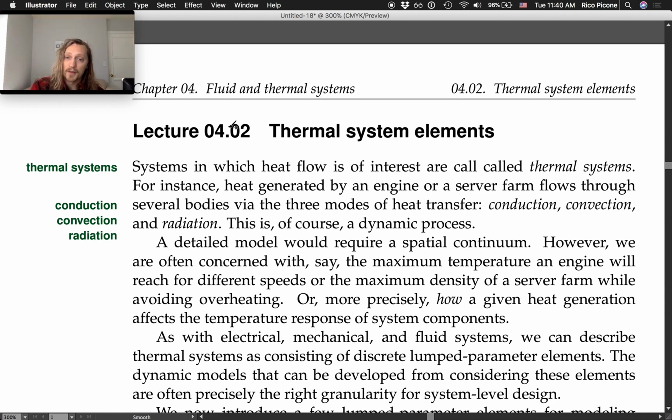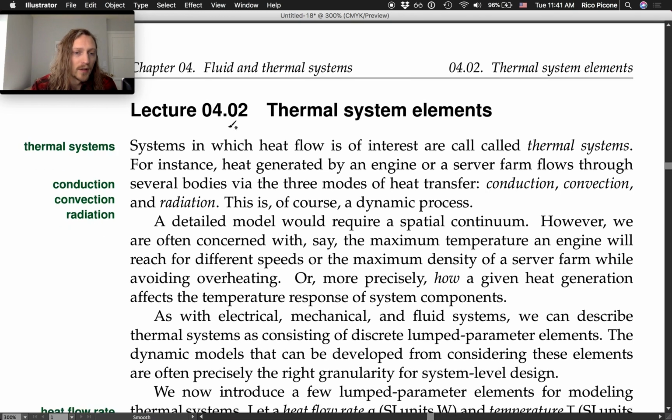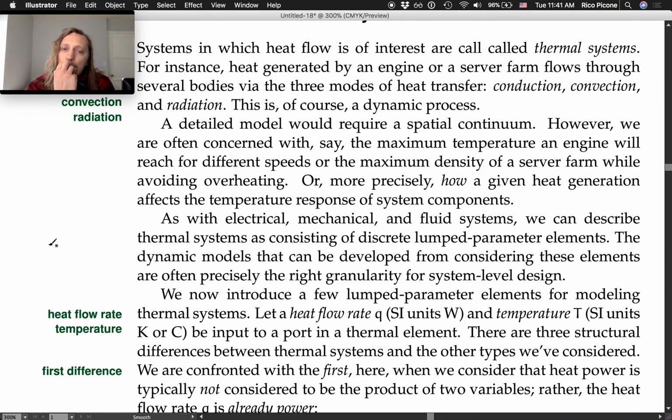when the engine will reach different speeds, or the maximum density of a server farm while avoiding overheating. So those are the types of questions that we're going to be asking, or how heat affects temperature response. That's mainly what we care about in thermal system modeling.